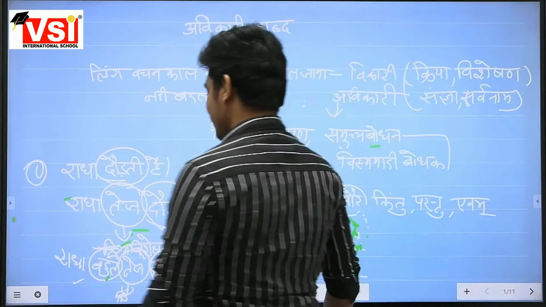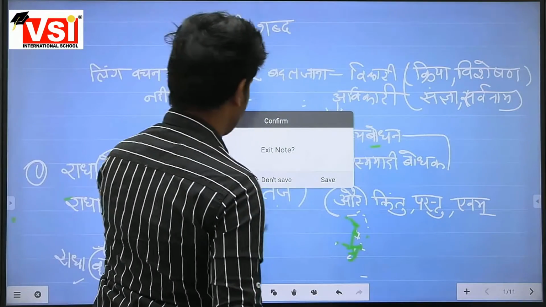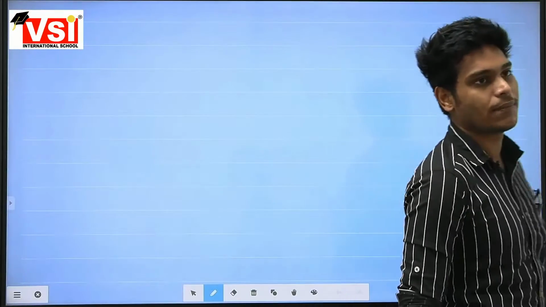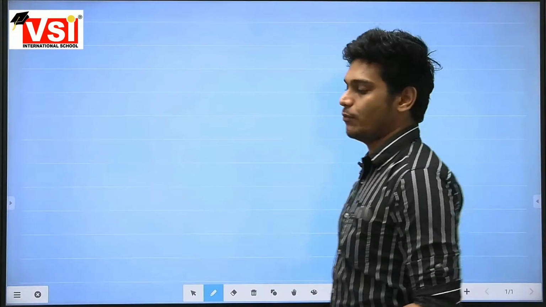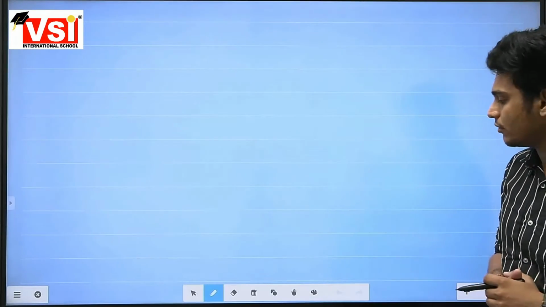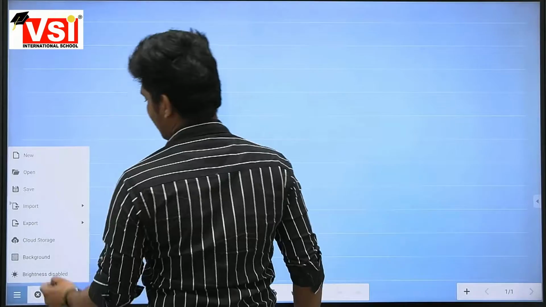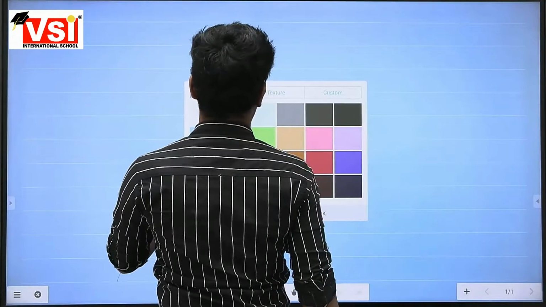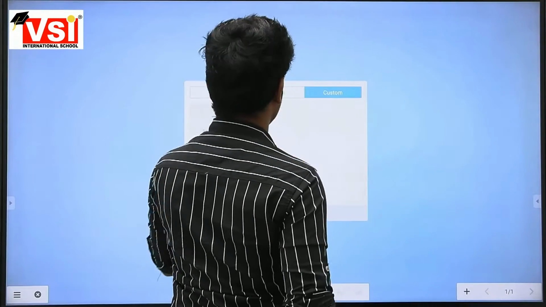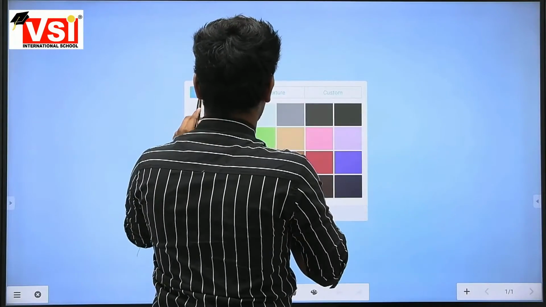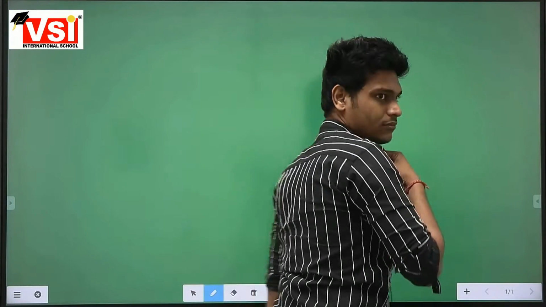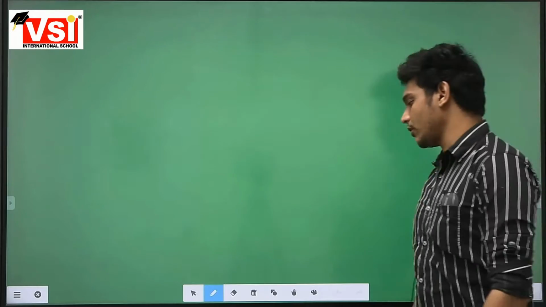In our last lecture, we discussed electric potential. Today, we are going to see what an equipotential surface is. So our today's topic is equipotential surface.